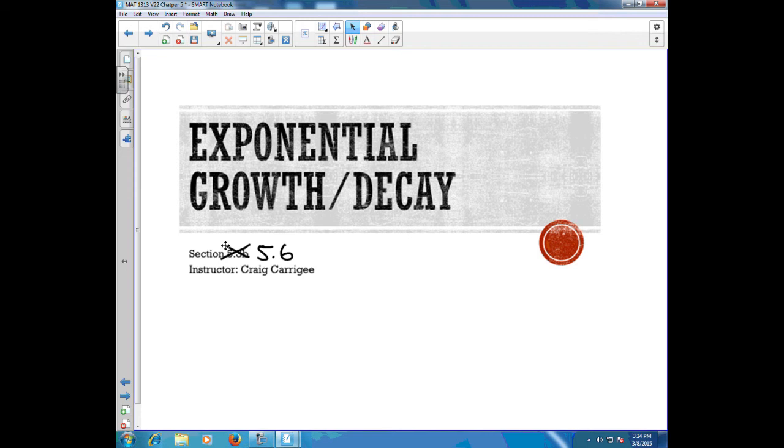In this lesson, we're going to talk about exponential growth and decay. This is section 5.6. In this section, we're going to talk about exponential growth and decay, specifically in terms of population growth and interest compounded continuously. Then we're going to talk a little bit about doubling time and half-life, and at the end, we'll talk about limited growth.